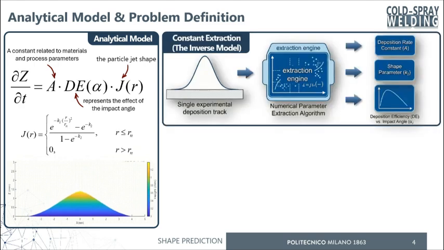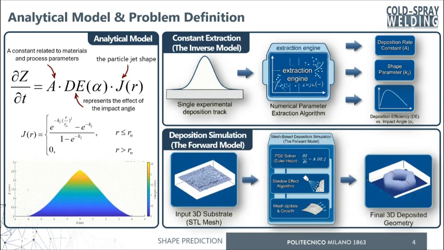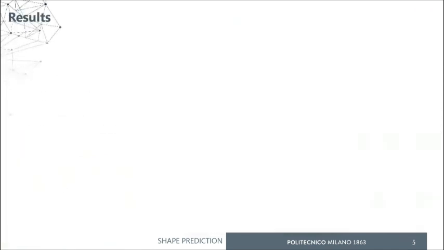To address the first one, we developed an inverse model that could extract all of these important constants from only one experimental deposition track. And for the next one, I have developed a forward model that gets the output of the inverse model, the initial substrate geometry, the nozzle movement and other parameters, and gives you the final shape after spraying. So let's go to the results.